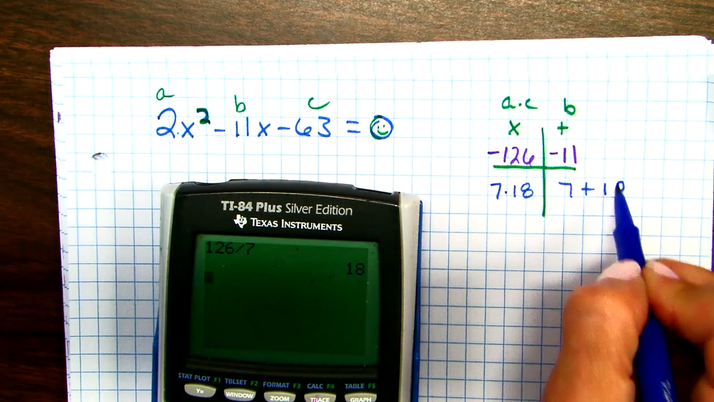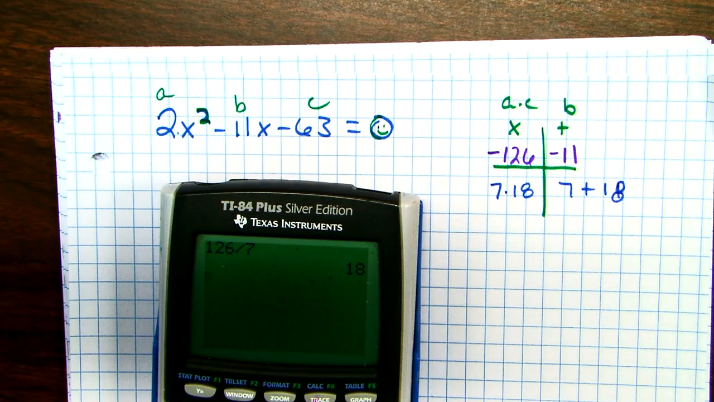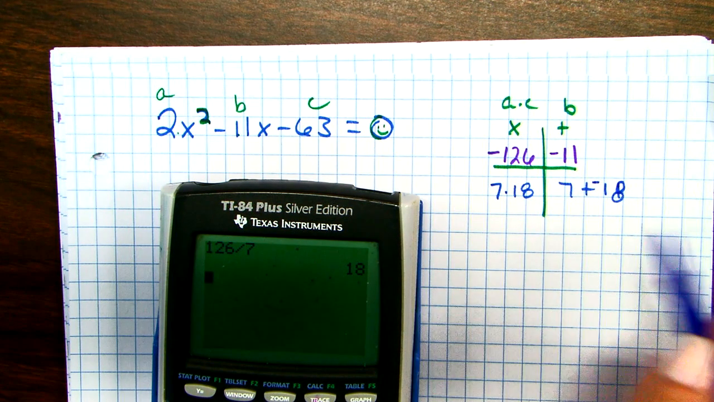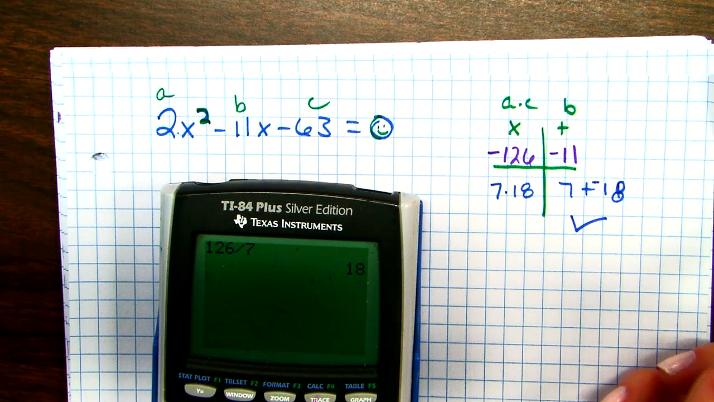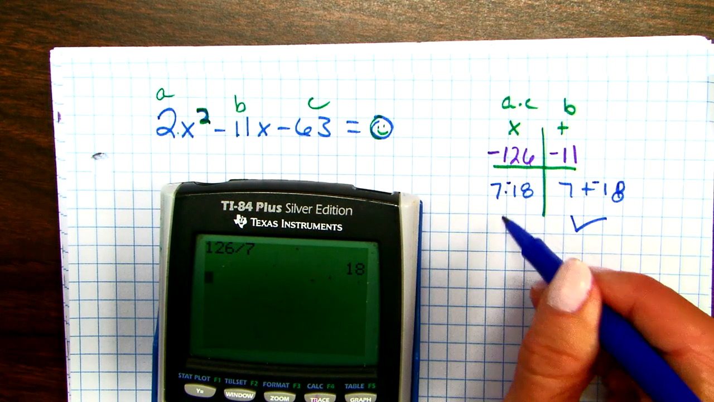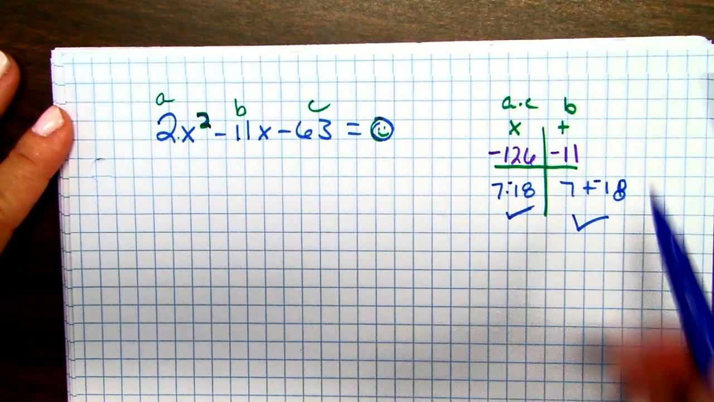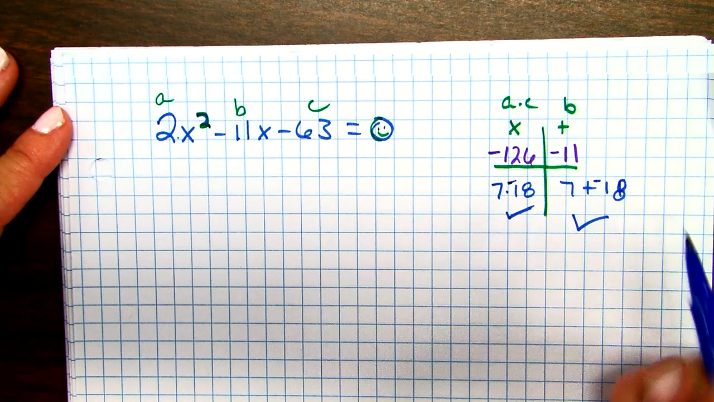And then I have to play with the signs. I need to get a negative 11. That will make the 18 negative. Try it in your calculator if you don't believe me. And then try it over here. Make sure it works in both places. And it does. Okay? So this is usually the hardest part. How do I get my numbers and my signs right?